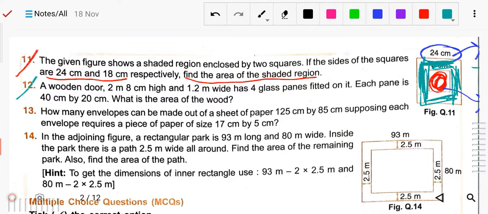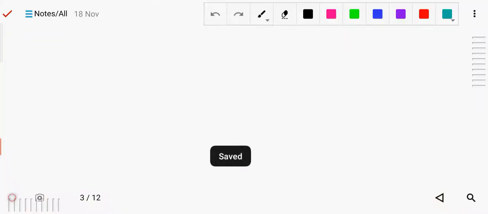Now next, number 12. A wooden door 2 meter and 8 centimeter high, and the width is given as 1.2 meter, has 4 glass panes fitted on it, each pane 40 centimeter by 20 centimeter. What is the area of the wood? Okay, this question is a little bit conceptual.